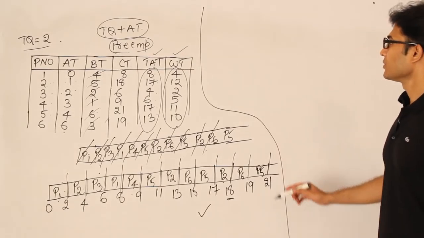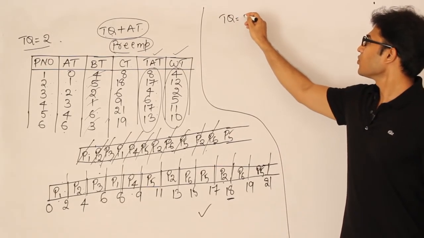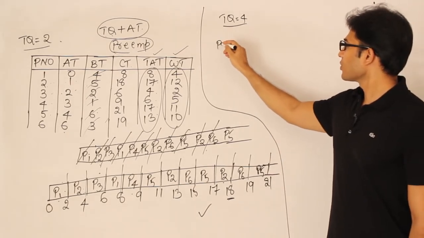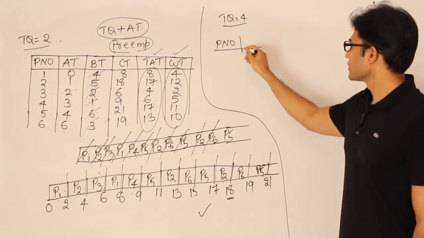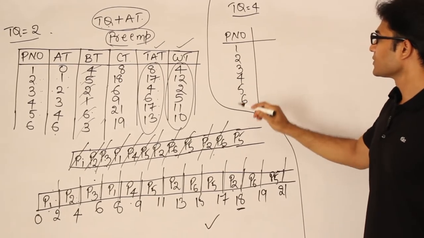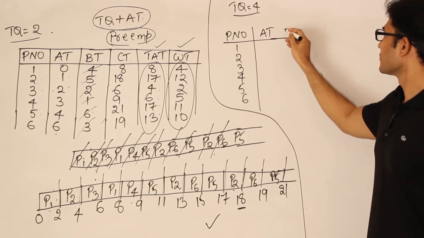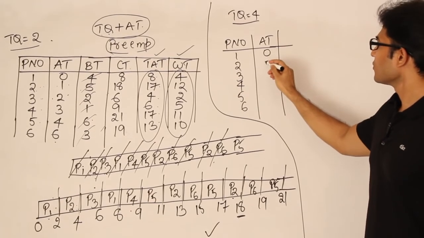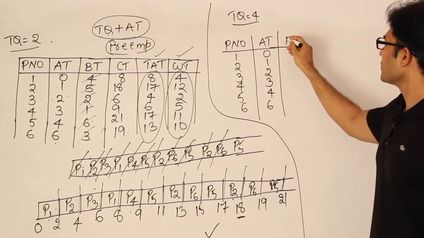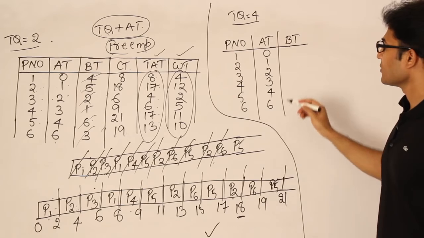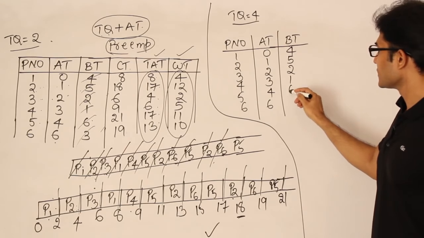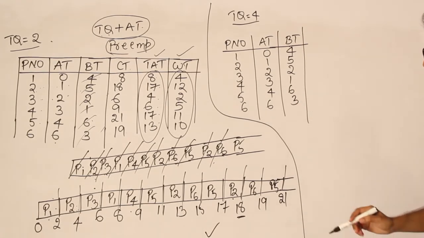Now let's solve the same example with time quantum equal to 4. Let's take the same example and solve it, which means the process numbers are like this, 1, 2, 3, 4, 5, 6, and the arrival times are 0, 1, 2, 3, 4, 6, and the burst times are 4, 5, 2, 1, 6, 3, right? Yes, now let's solve this.